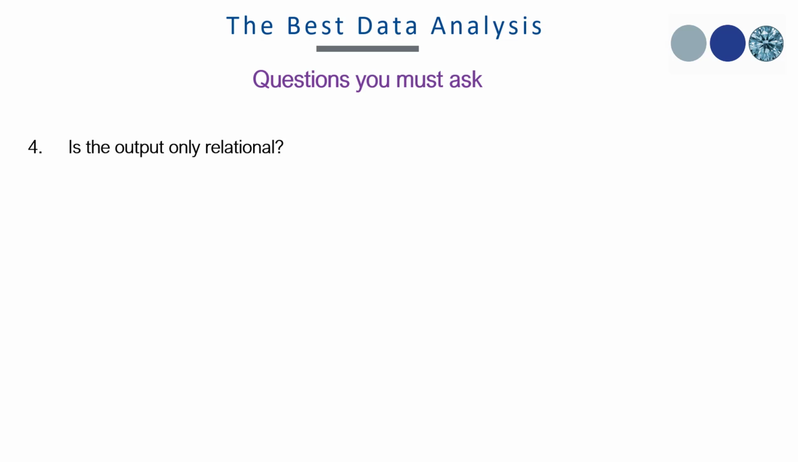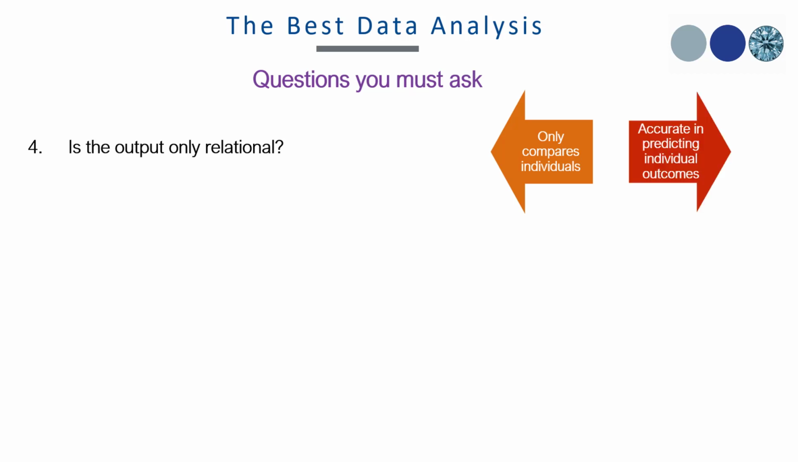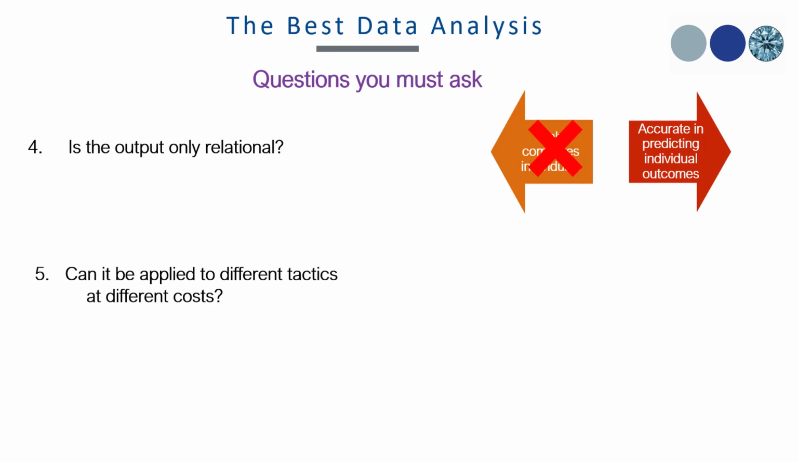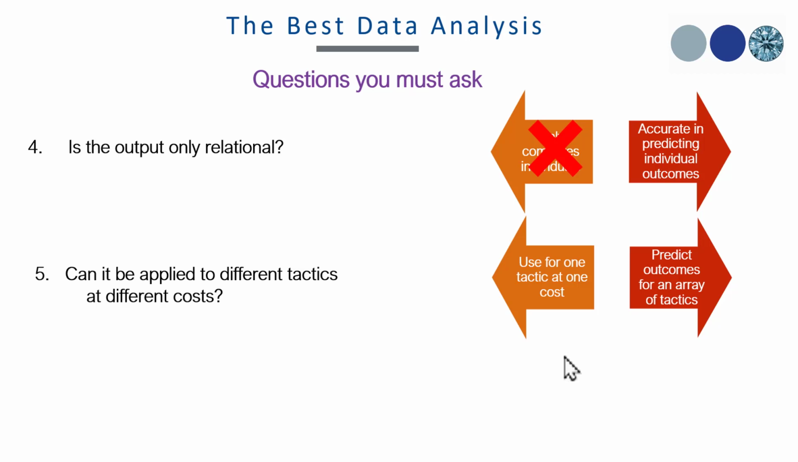Is the output only relational? This person's more likely than that person, comparing this one and that person. Or do you want accurate predictions in individual outcomes? Because if you're going to build a superior proactive program, that's what you need. Can it be applied to different tactics at different costs, or can it only be used for one tactic at one cost? No, that's not a complete program. You're going to have to choose different tactics for different likelihoods of positive outcomes. You predict outcomes then for an array of tactics. Then you can make your decisions strategically, marrying up the resources you have with the best outcome.